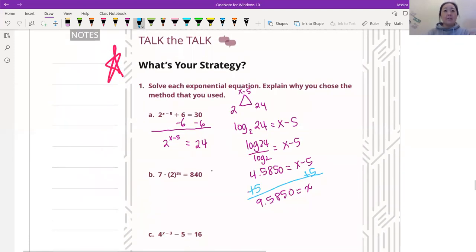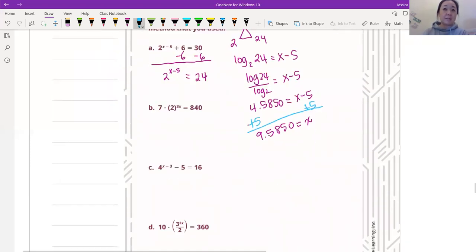All right, we did the first problem A here. Always get the exponential by itself, so 2 to the whatever the exponent is. So that's why we subtract 6 on both sides. Once we do that, then we're going to change to log form, or you can take the log on both sides. It doesn't matter. And if you notice right here, log base 2 of 24 is equal to x minus 5. Again, change of base formula. And then we're just going to add 5. That should be your answer right here.